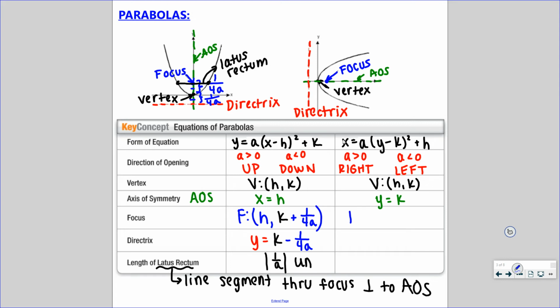Okay, so my focus in this case is going to be whatever the h value of the vertex is plus 1 over 4a. So this distance is still from the vertex to the focus, 1 over 4a in both directions. I know it's kind of small. Sorry, I wanted to fit it all on one slide. And it lies on that same axis of symmetry as your vertex, so it's whatever the k value is.